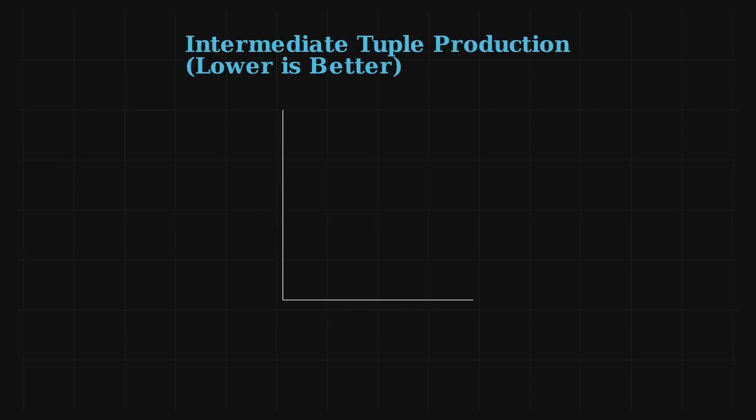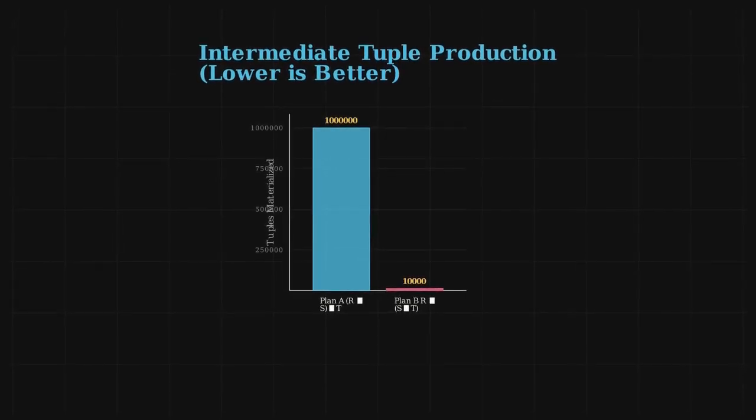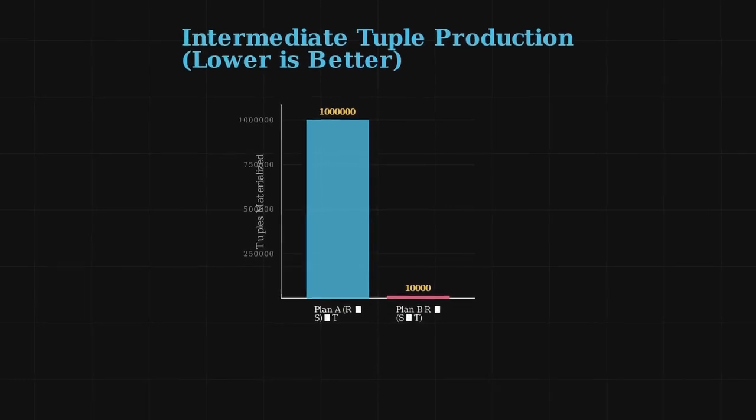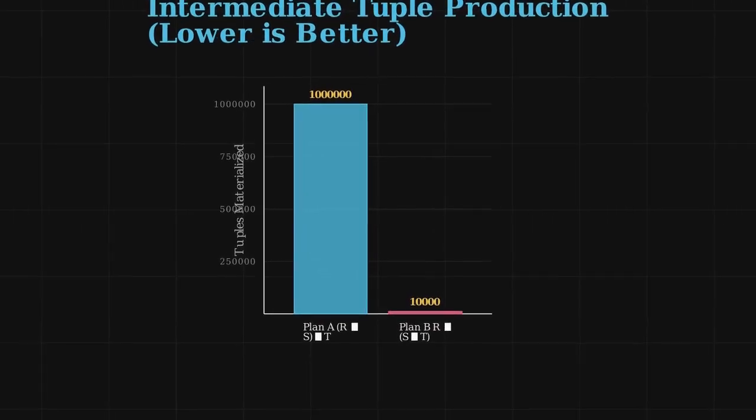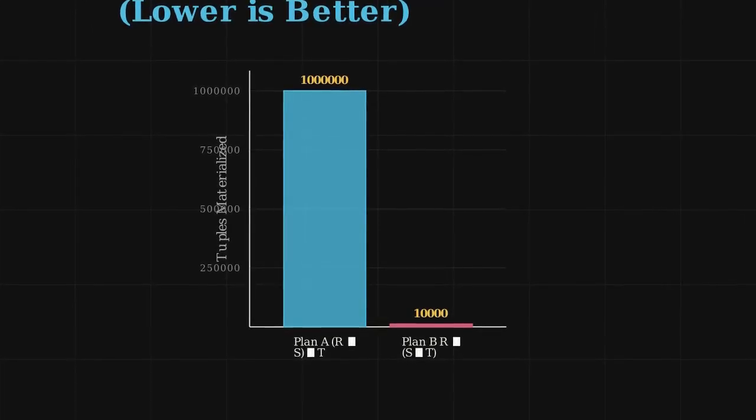Comparing the two, Plan A forces the engine to materialize and process 1 million intermediate rows, while Plan B processes only 10,000. By selecting Plan B, the optimizer reduces the intermediate memory and CPU footprint by a factor of 100, saving massive system resources.